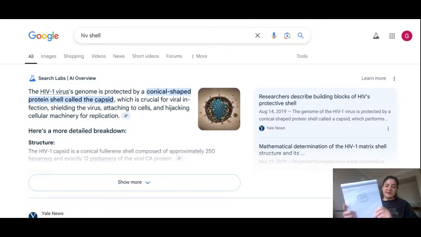So this is my spectrum of HIV. And within HIV, it has components.